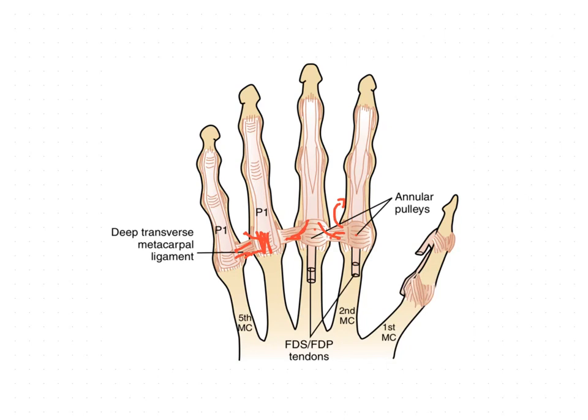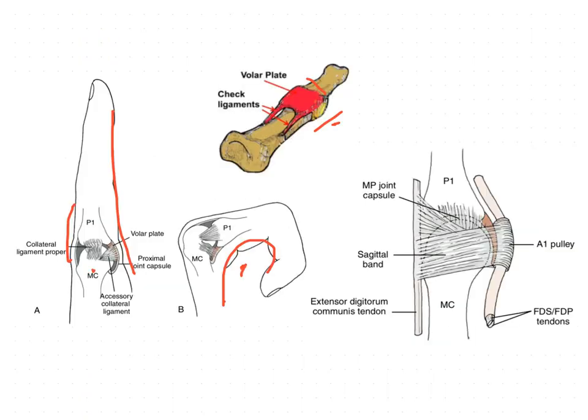Again, we will see the collateral ligaments function. Normally there are two collateral ligaments, one on the medial side as well as one on the lateral side. And these collateral ligaments will have two parts on each side. If you consider this one on the lateral aspect, the lateral collateral ligament has two parts: the collateral ligament proper and the accessory collateral ligament.